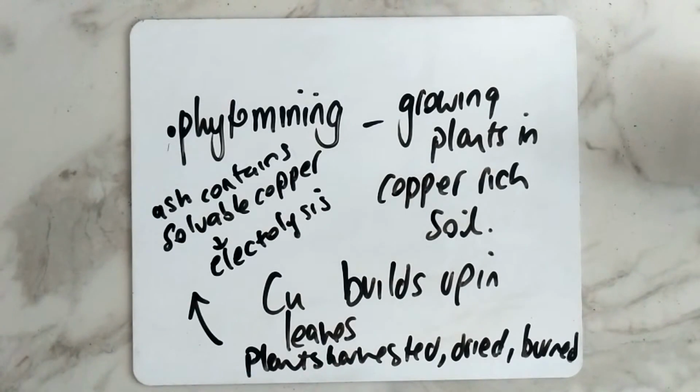So that's two ways of gaining copper, but both of them end up in electrolysis. And if you're not sure on what electrolysis is and how it works, then watch my previous video explaining all of that. But bioleaching and phytomining are the two that you need to be aware of in order to extract copper.